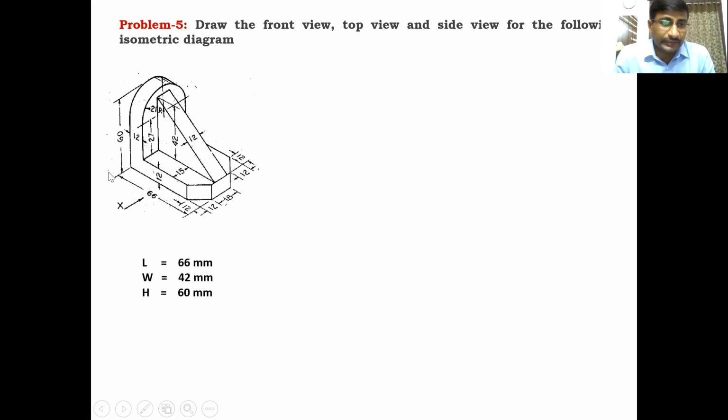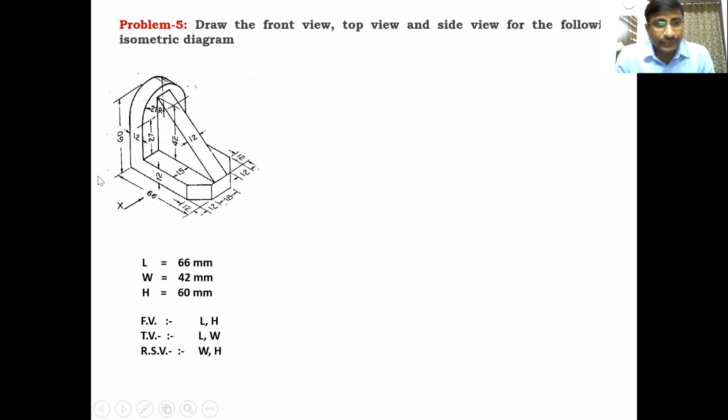Okay. 66 is the length. Width is 42 here, 12 plus 18 plus 12. So total 42. Height is 60, given here. These are the dimensions, and construct the boxes with these dimensions. Front view is the length and height, 66 and 60.